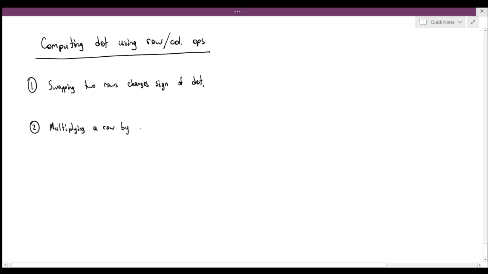So multiplying a row by a scalar c will also multiply the determinant by c as well. This is actually also analogous to one of the 5 properties that I mentioned earlier for the big formula.